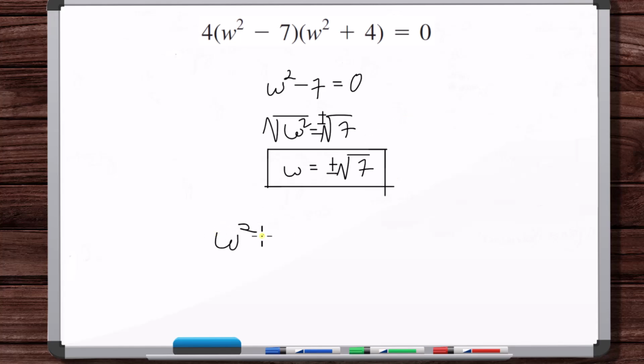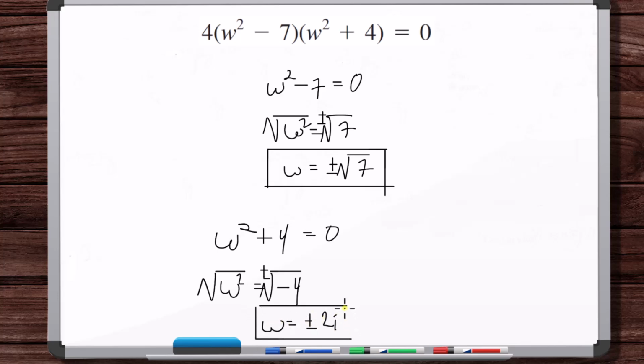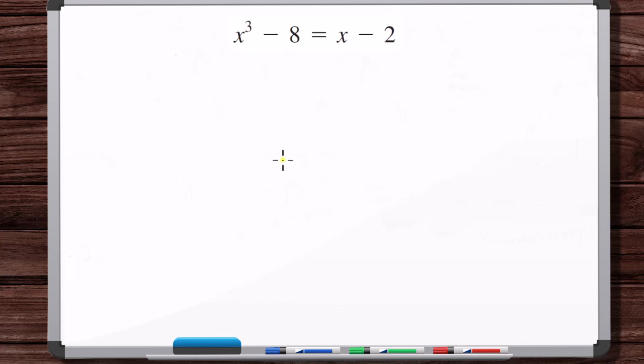Okay, like here, w squared plus 4 is equal to 0. Well, you subtract 4, square root property. w is equal to plus or minus 2i. Okay, so yeah, let's see.